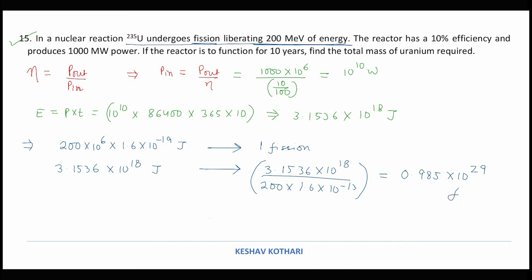So this is the amount of fission reaction that is required, 0.985 into 10 to the power 29 fission reactions. So with this it is clear that this is the amount of uranium atoms that is required. So over here I can write that the amount of uranium-235 required will come out to be 0.985 into 10 to the power 29 atoms. So now the question is of simple mole concept.